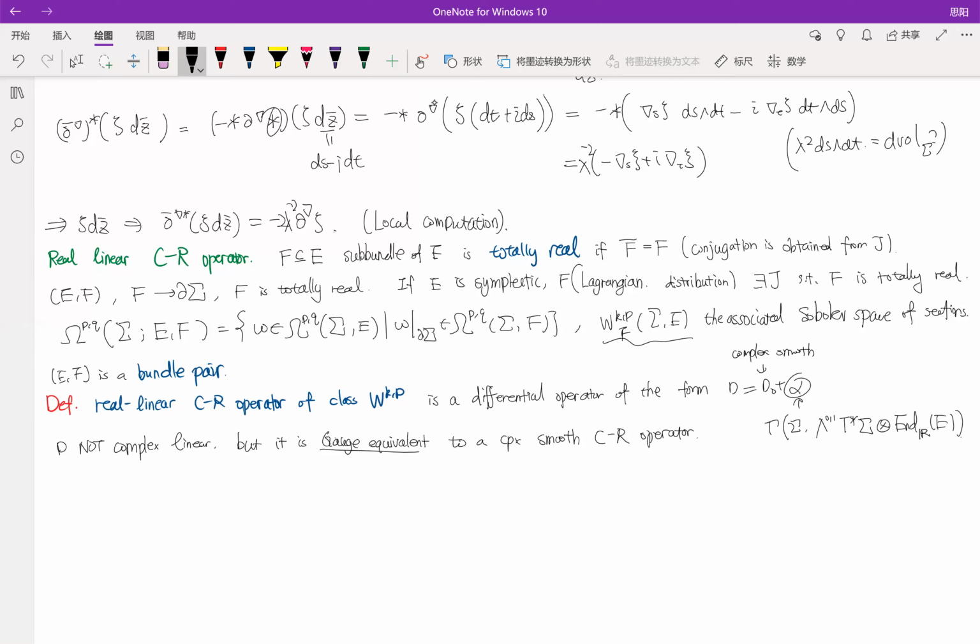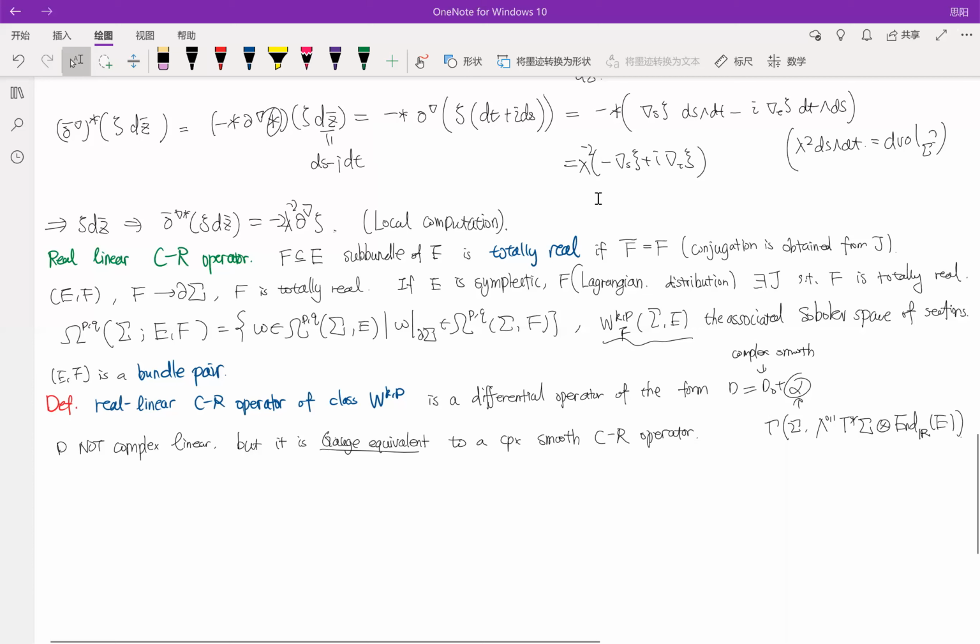So when we define a real linear Cauchy-Riemann operator, we have finally completed the final preparations for stating the Riemann-Roch theorem in our case. And there are some questions about this part. Oh, okay.